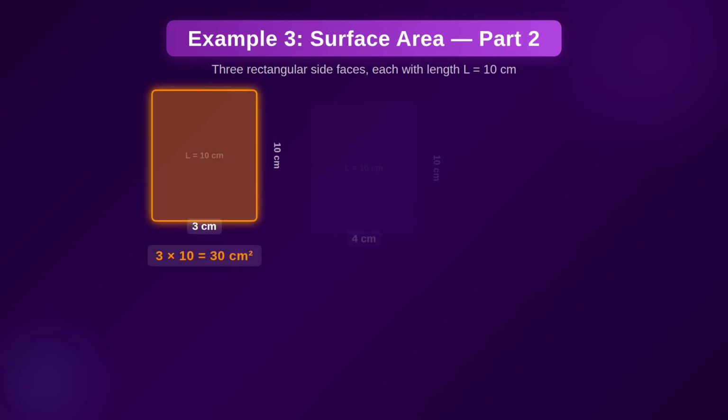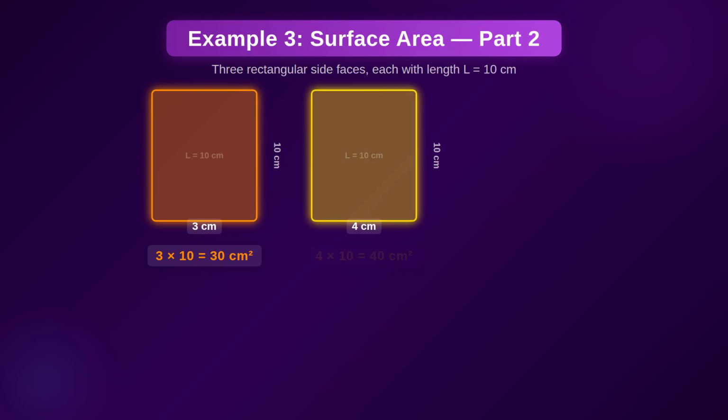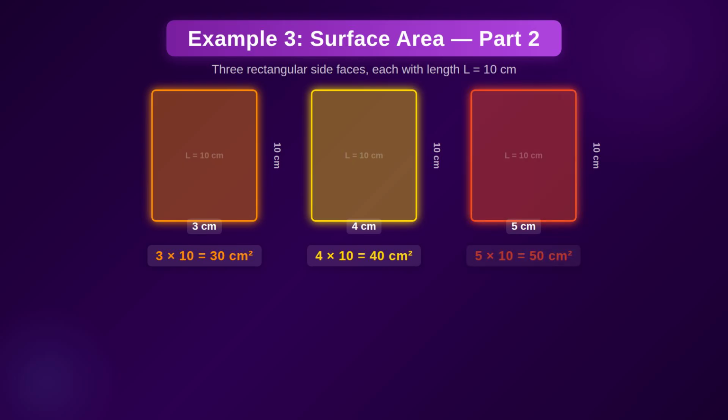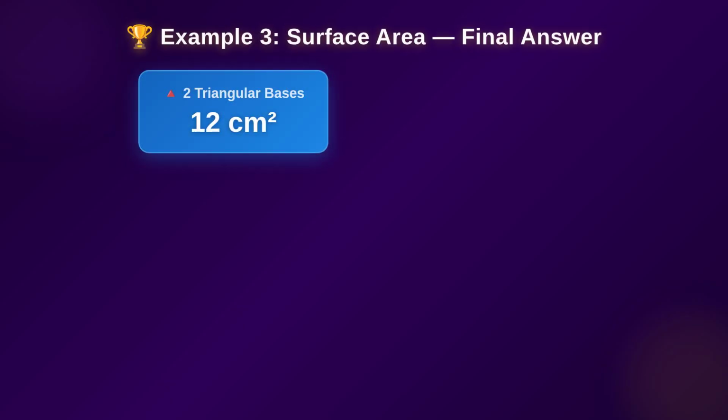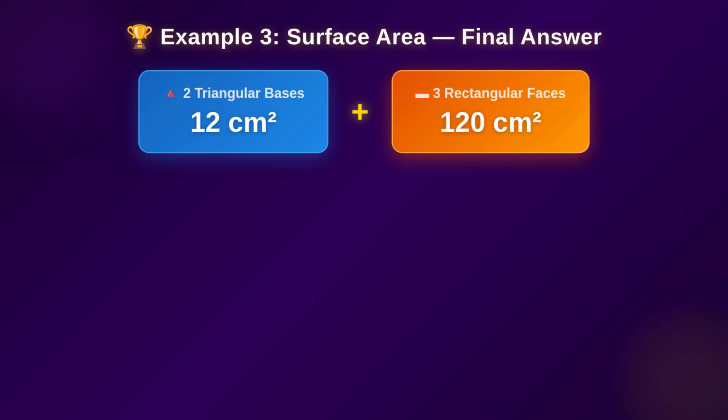Now let's find the areas of the three rectangular side faces. Each rectangle has a length of 10 centimeters and widths equal to each side of the triangle, 3 centimeters, 4 centimeters, and 5 centimeters. Rectangle 1, 3 times 10 equals 30 square centimeters. Rectangle 2, 4 times 10 equals 40 square centimeters. Rectangle 3, 5 times 10 equals 50 square centimeters. Now add all three rectangles. 30 plus 40 equals 70, and 70 plus 50 equals 120 square centimeters total for the rectangular faces. We're almost there. One more step.